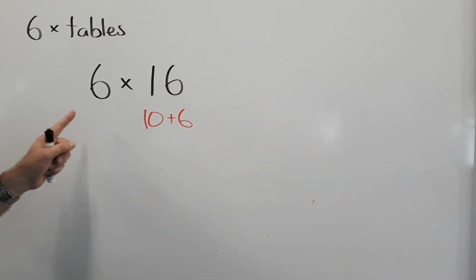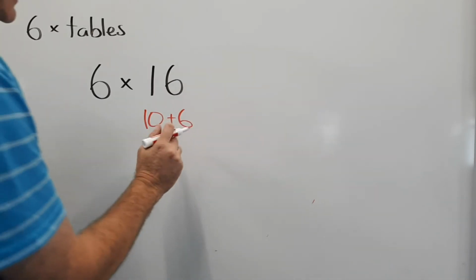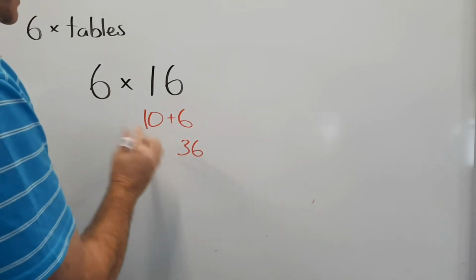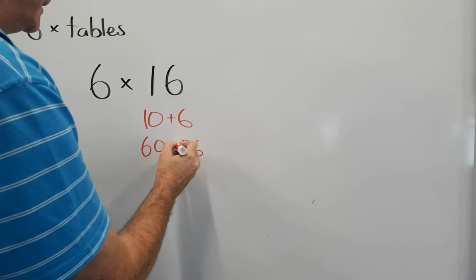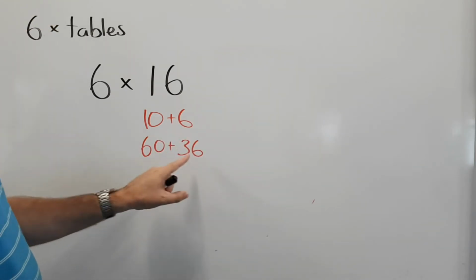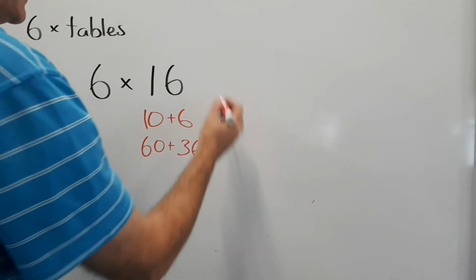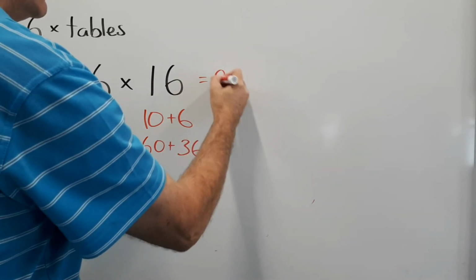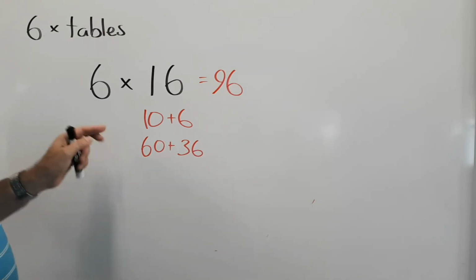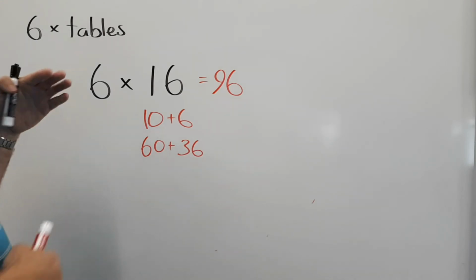So what are we doing here? Well, we know 6 times 6 is 36. We know 6 times 10 is 60. We can add those two together really quickly. 60 is easy to add on. I can just add my 10s there, and I can get 96 pretty quickly. It's not a complicated way to do it.